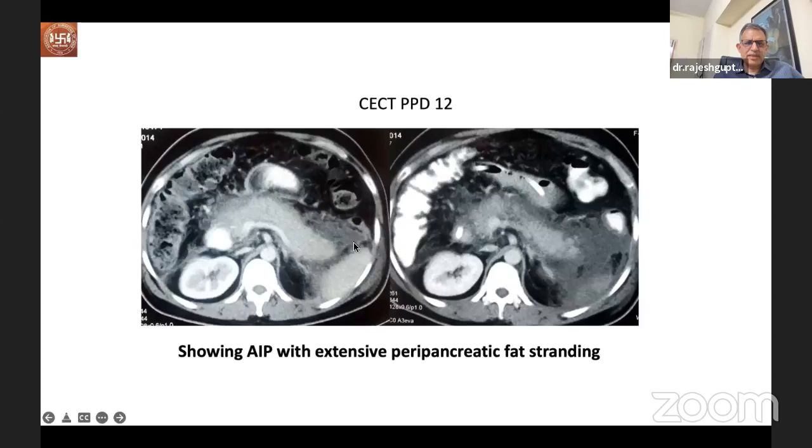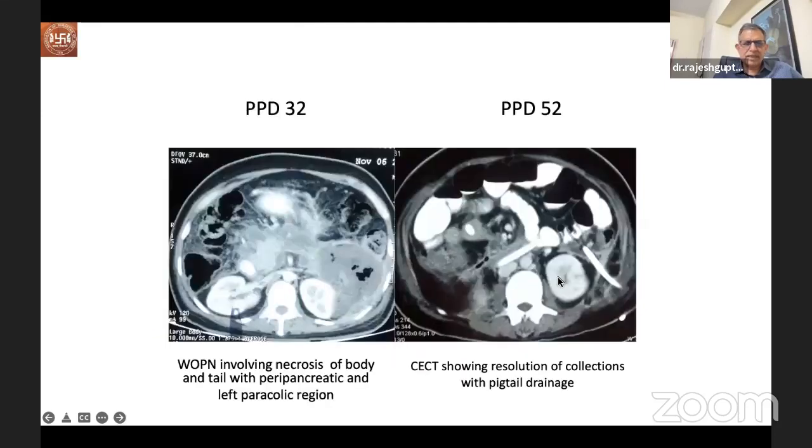This is a patient who has predominantly peripancreatic collection in the early phase, but then develops necrosis. And this is actually tracking towards the retroperitoneum or the paracolic area. And what is required is an ultrasound guided placement of percutaneous catheter in this collection.